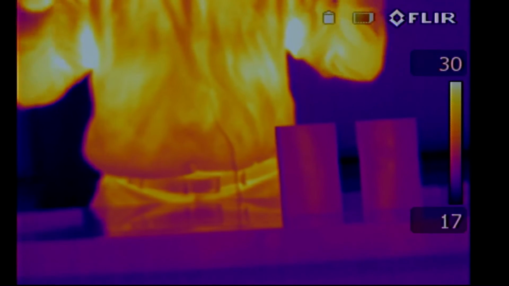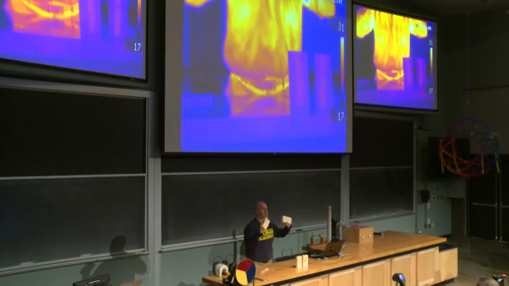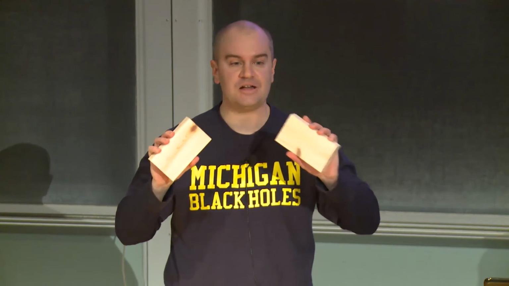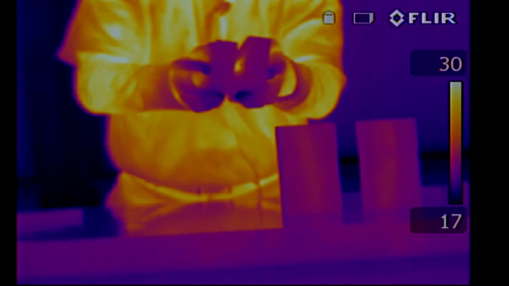Now let's assume that these two blocks are bits of gas on the inner part of the accretion disk, where things are faster, okay? So I'm going to take these and rub them faster.